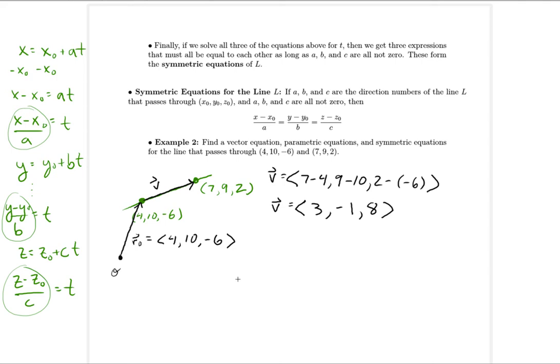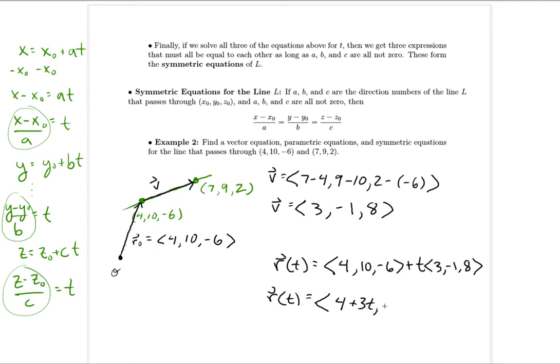So I can say that r of t is going to equal 4, 10, negative 6 plus t times 3, negative 1, 8. Or if you'd prefer it as a single vector, 4 plus 3t, 10 minus t, negative 6 plus 8t. So there's our vector equation.